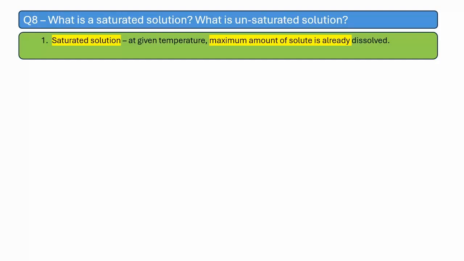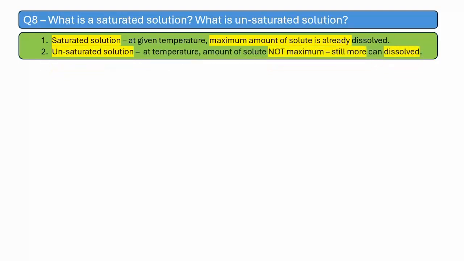If you take some water and you put some salt into it, it gets dissolved. You put some more salt into it, it gets dissolved. Some more you put into it, it gets dissolved. If you keep on doing this, after some time you'll notice that even if you put more salt, it will not get dissolved. What that means is the maximum amount of salt is already dissolved. There is no more space for any more salt to get dissolved. That is called a saturated solution. An unsaturated solution is where the maximum is still not reached. You can still dissolve much more.